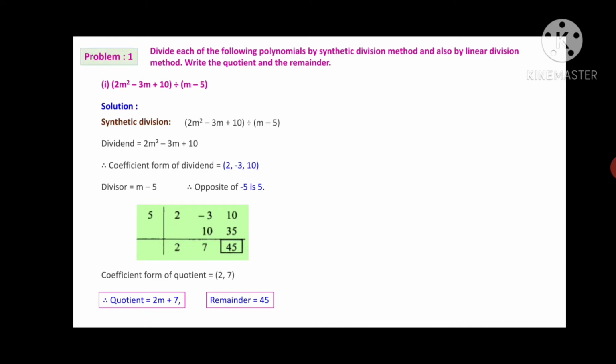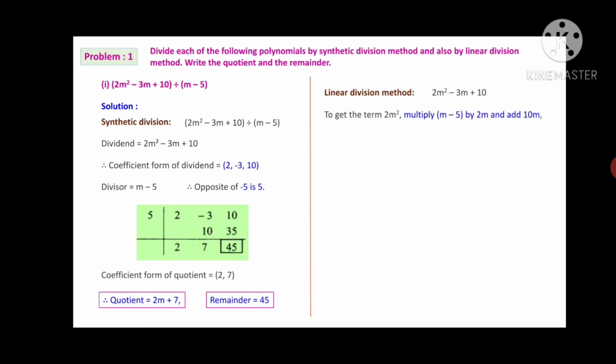Now let us see the linear division method for this one. Let us first write the dividend, that is 2m square minus 3m plus 10. Friends, to get the term 2m square, multiply m minus 5, which is the divisor, by 2m and add 10m. So what we get is 2m into bracket m minus 5 plus 10m minus 3m plus 10. Here after solving, you get 2m times m minus 5, and this 10m minus 3m is 7m plus 10.